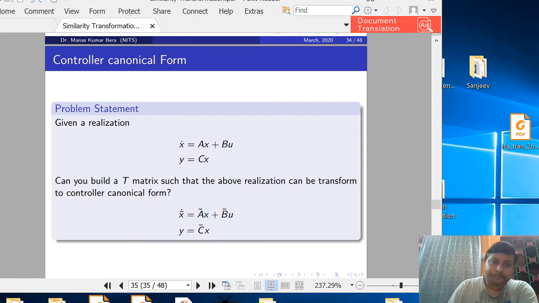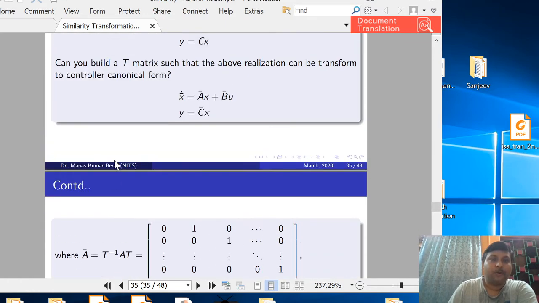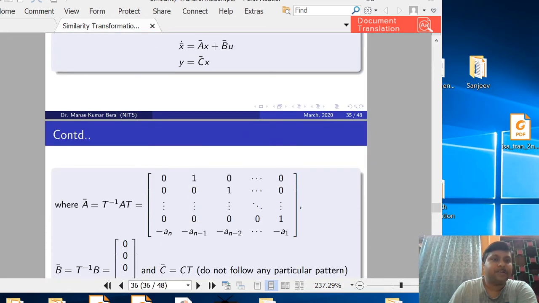Okay, so now you know how A bar and B bar look for controller canonical form. Mind that in controller canonical form A bar and B bar are important, they have a fixed form, but C bar does not have any fixed form, it can be anything. So we want to search for a T matrix such that T inverse AT, which is my A bar, will look like this: 0 1 0 0, and the last row is important. They are the coefficients of the characteristic equation.